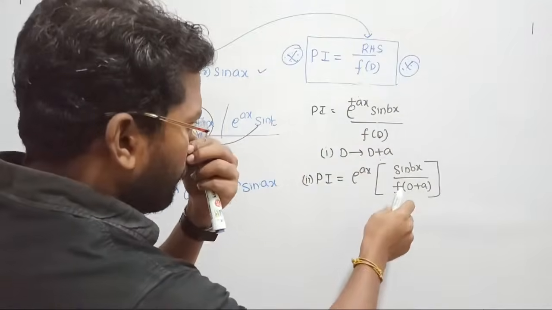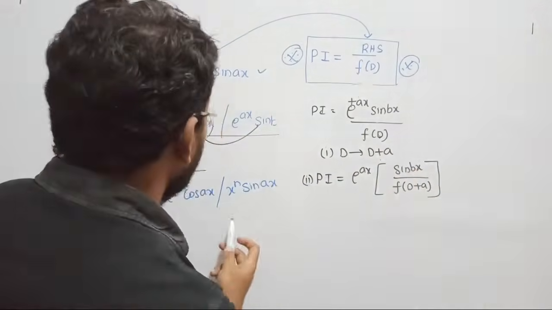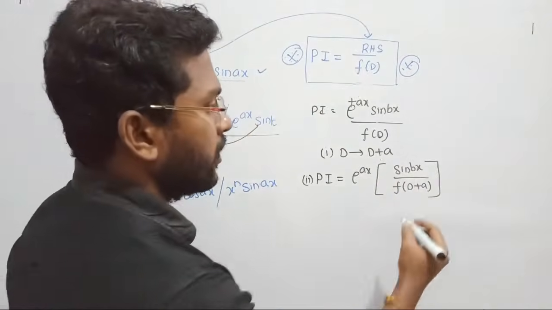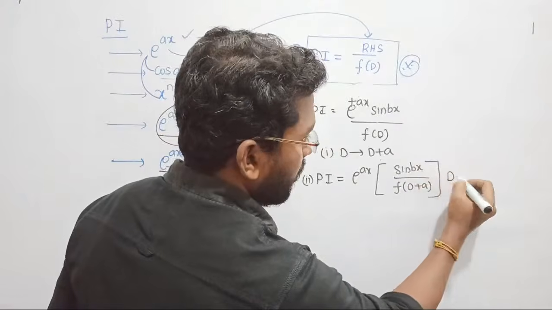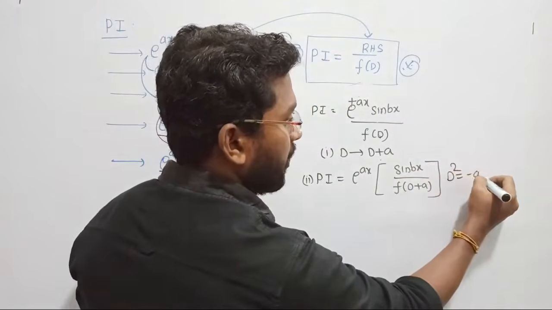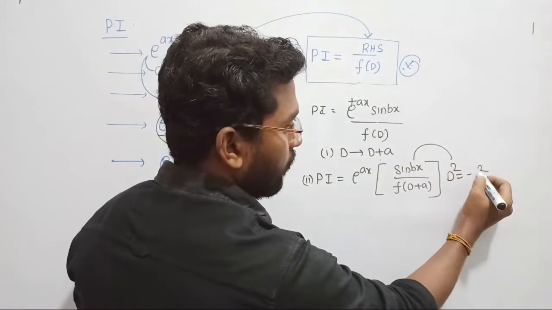Clear? After that, what will you do? See, there it is: sin bx by f of d. Which format is this? This is our second model. When sin x by f of d comes, what format did I say? And then right here after this, d plus a, after you reduce it, d square will be replaced by minus a square. In this format, actually b is there here, so we have to consider b.